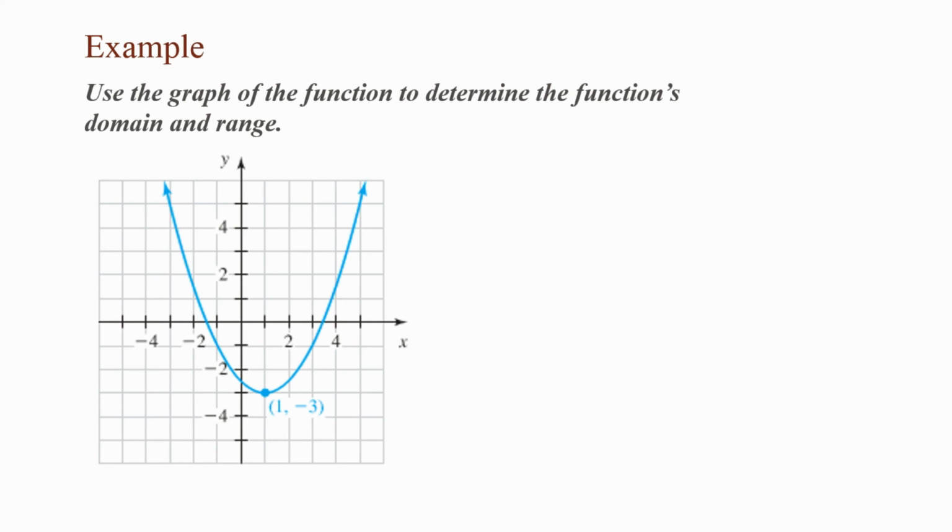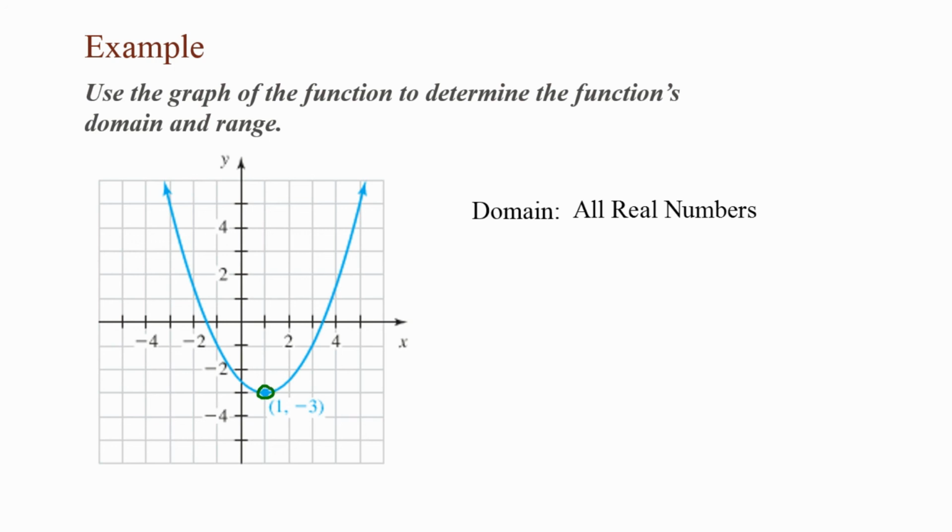In this example, use the graph of the function to determine the function's domain and range. Our graph starts from the left and goes down, and then at the point (1, -3) turns and then goes up. Domain is all real numbers.